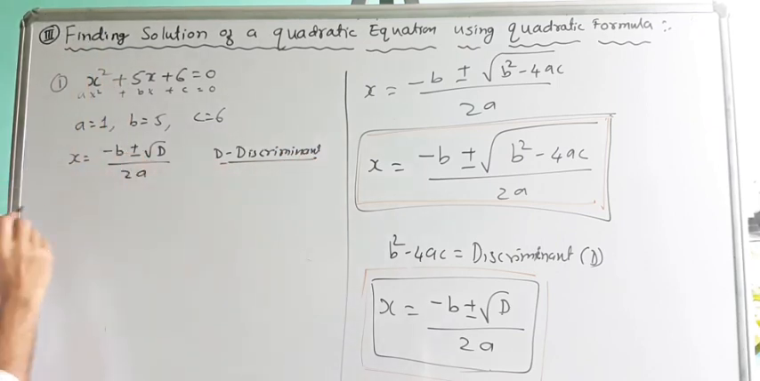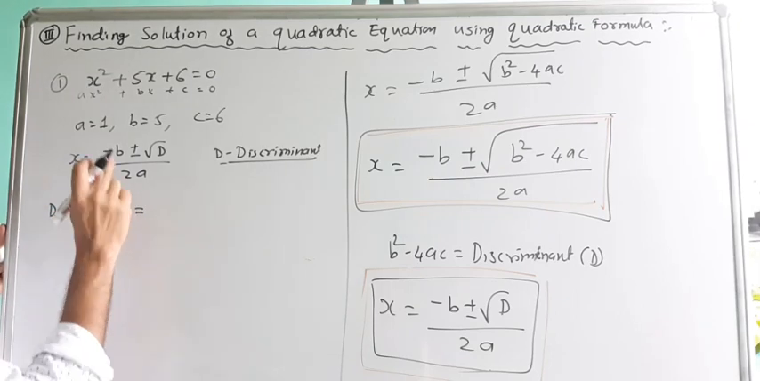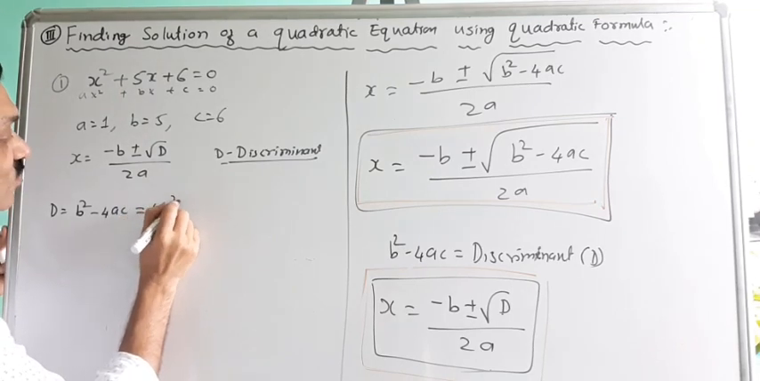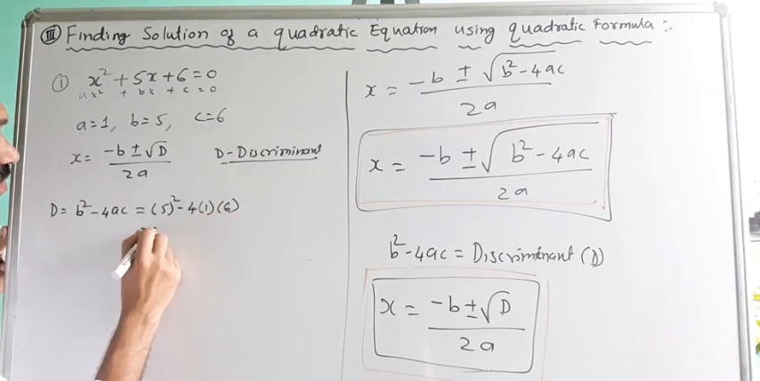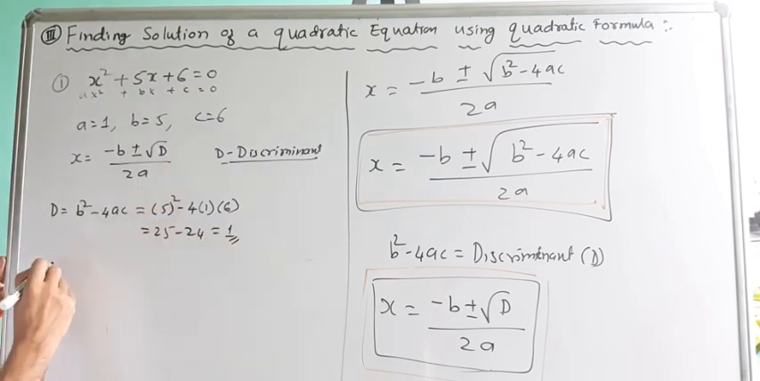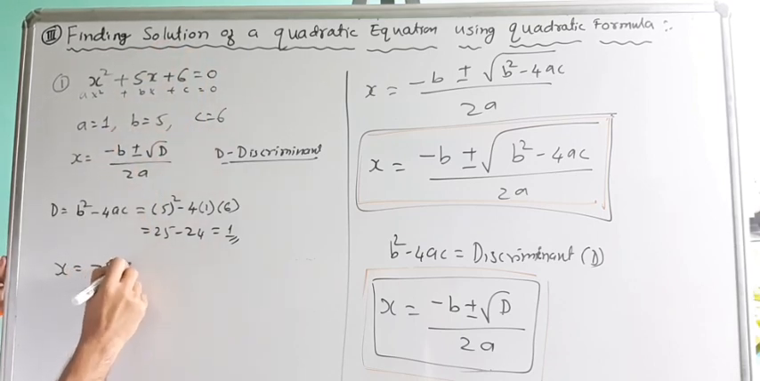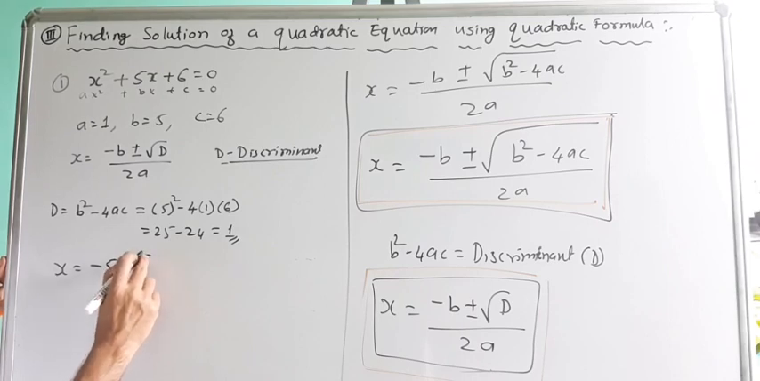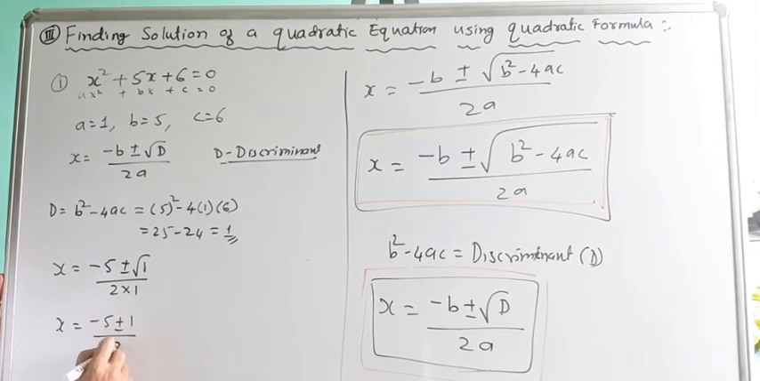So we will first find the value of D. D is equal to b square minus 4ac. The value of b is 5, so 5 square minus 4 into a, which is 1, into c, which is 6. Therefore 5 square is 25, minus 4 times 6 is 24, is equal to 1. So substitute here. x is equal to minus b, b is 5, so minus 5, plus or minus root of D, D is 1, upon 2 into a, a is 1.